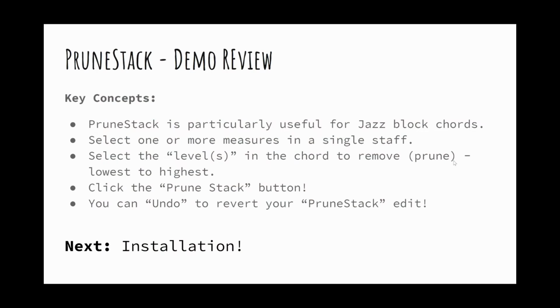Voila! So in summary, I've shown you the PruneStack plugin for MuseScore. It's useful when you're dealing with jazz or stacked block chords, a block set of notes that run vertical, so that the horizontal lines have the same number of notes in them. You select one or more measures in a single staff, select the levels in the chord to remove or prune, from lowest to highest in the stack, and then click the PruneStack plugin.